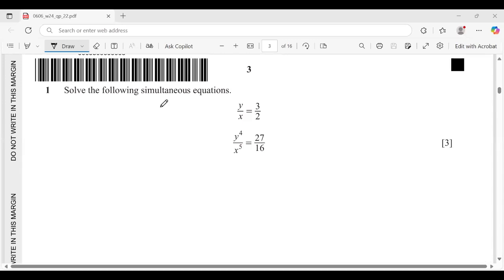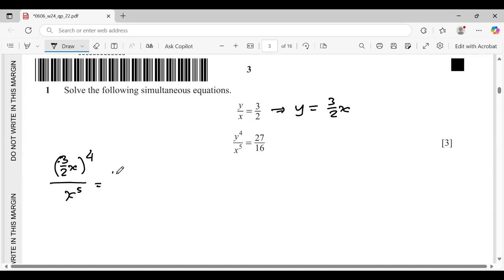Number one, solve the following simultaneous equations. I will start from the first equation. If y is the subject, this equation becomes y equals 2 over 3, or 3 over 2 x, and I substitute this into the second equation. So the second equation becomes (3/2 x)^4 over x^5 equals 27 over 16.